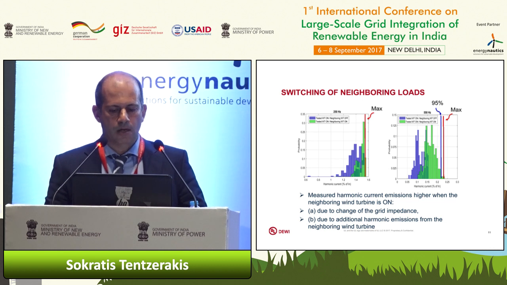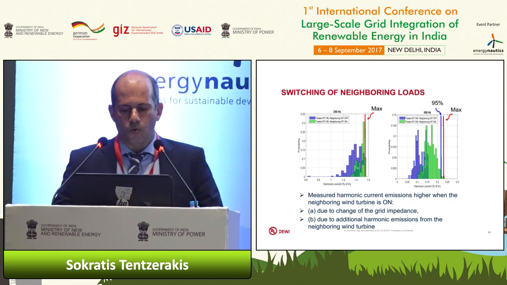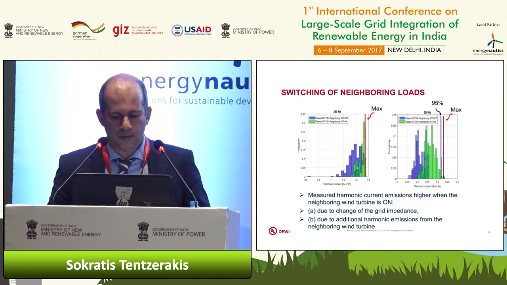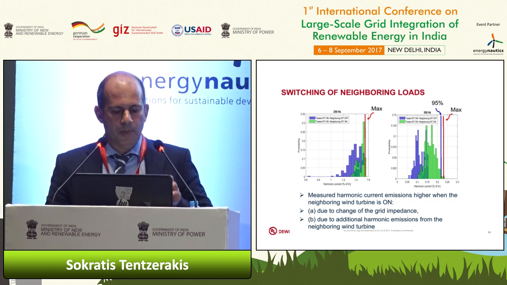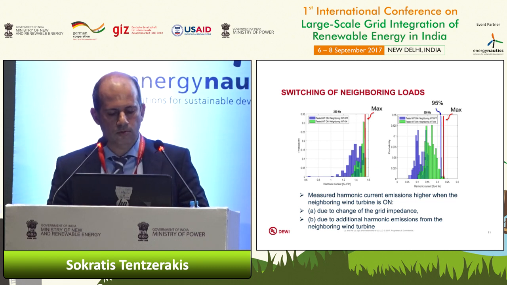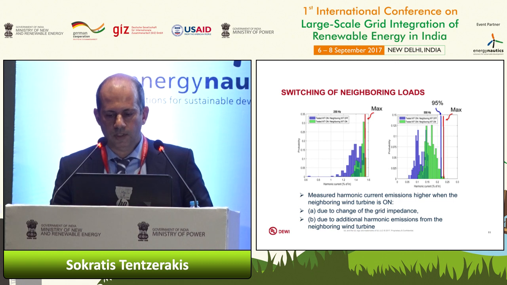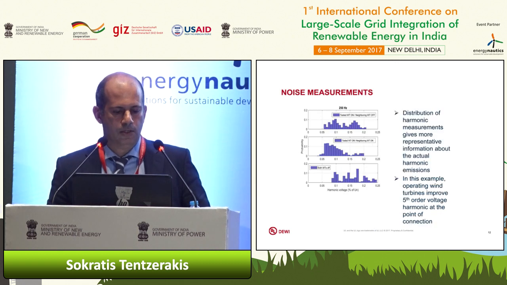So these are results of the real test, where in this specific situation we showed that without the neighboring wind turbine the situation slightly improves. This can be attributed to two main reasons. First, the change of the grid impedance, and secondly, maybe the additional harmonic emissions of the neighboring wind turbine. Noise measurements.